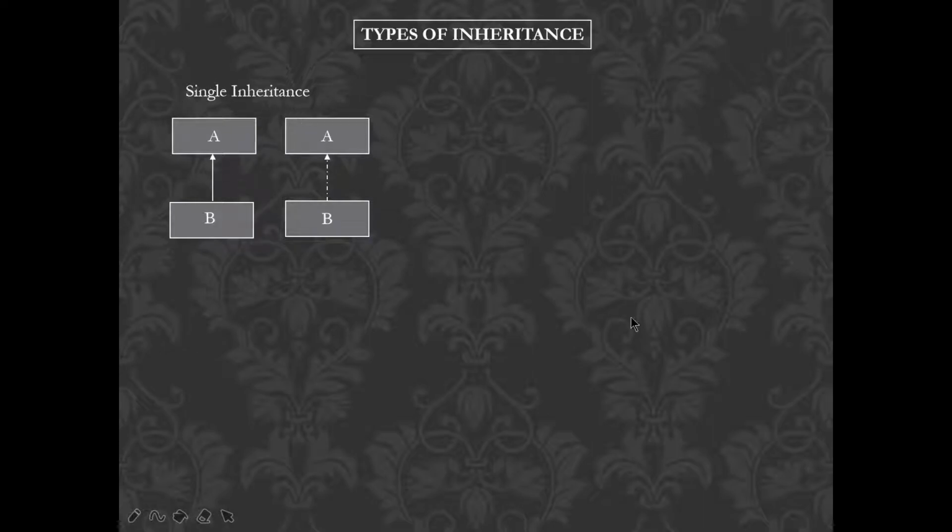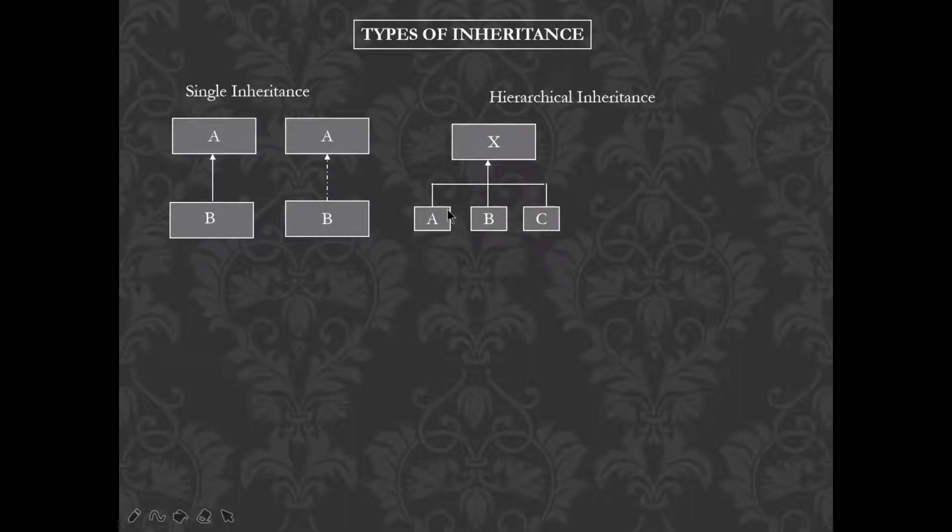Class B is getting the properties of only one class. That means single inheritance. We have the other way, which is called hierarchical inheritance. In hierarchical inheritance, more than one class is getting the properties of the same class. So A is getting the properties of X, B is getting the properties of X class and C is getting the properties of X class, or else A, B, C classes are implementing the interface X.